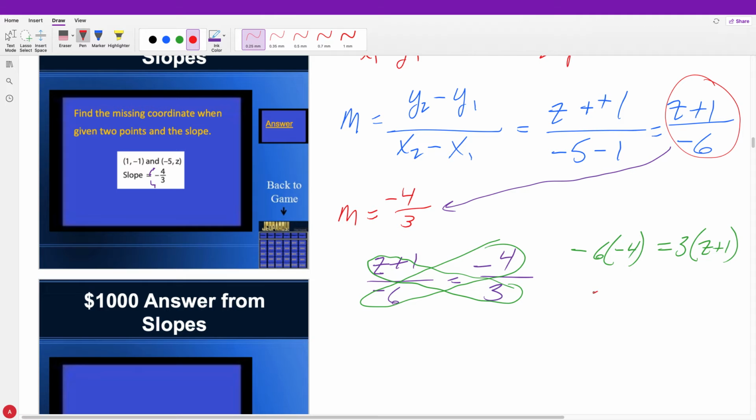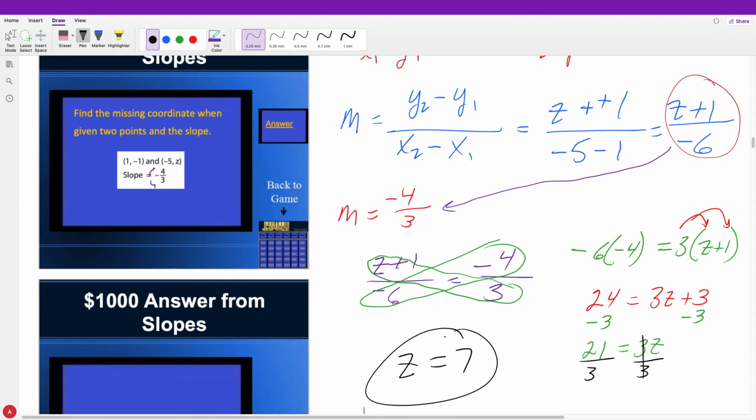Negative 6 times negative 4 is positive 24. We distribute this 3 into both, so it's 3z plus 3. Now we solve by subtracting our 3, so 21 is equal to 3z. Then we'll divide each side by 3 to isolate that z, and that means that z is equal to 7.